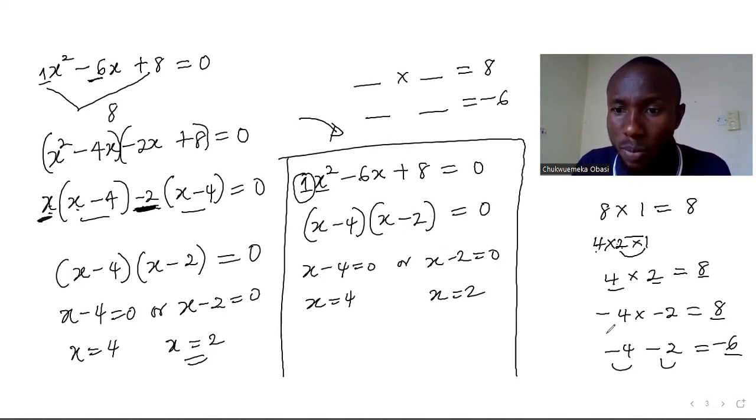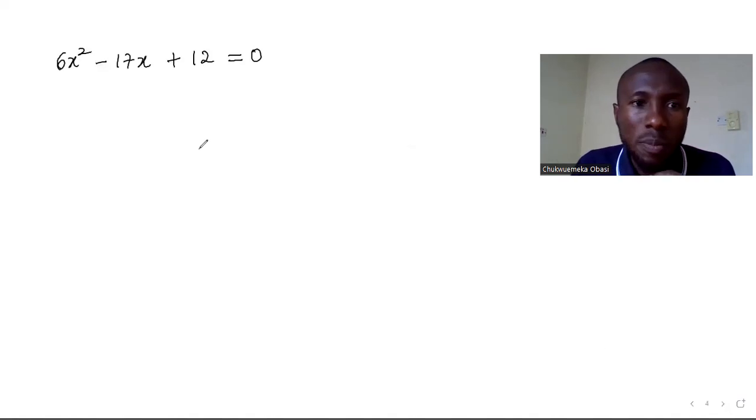So let us go to that example now. Example 4. Now you see I have a coefficient of x squared here that is not 1. So that is where I want you to pay much attention. First things first, multiply 6 and 12. 6 times 12 will give us 72, right?